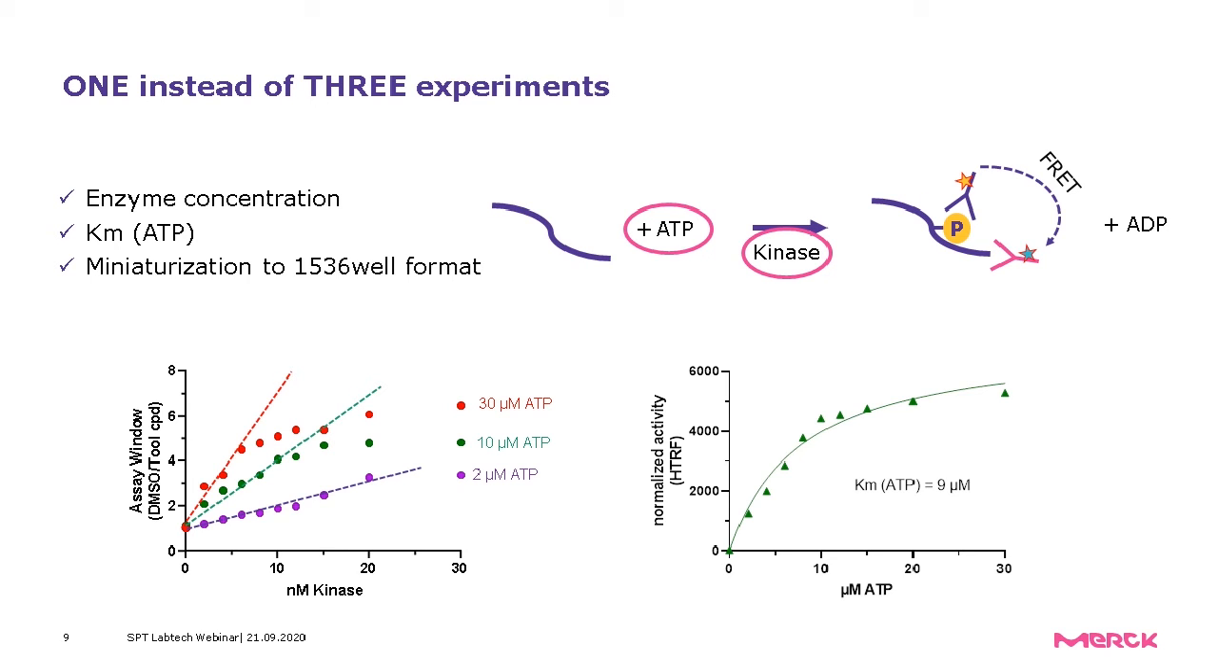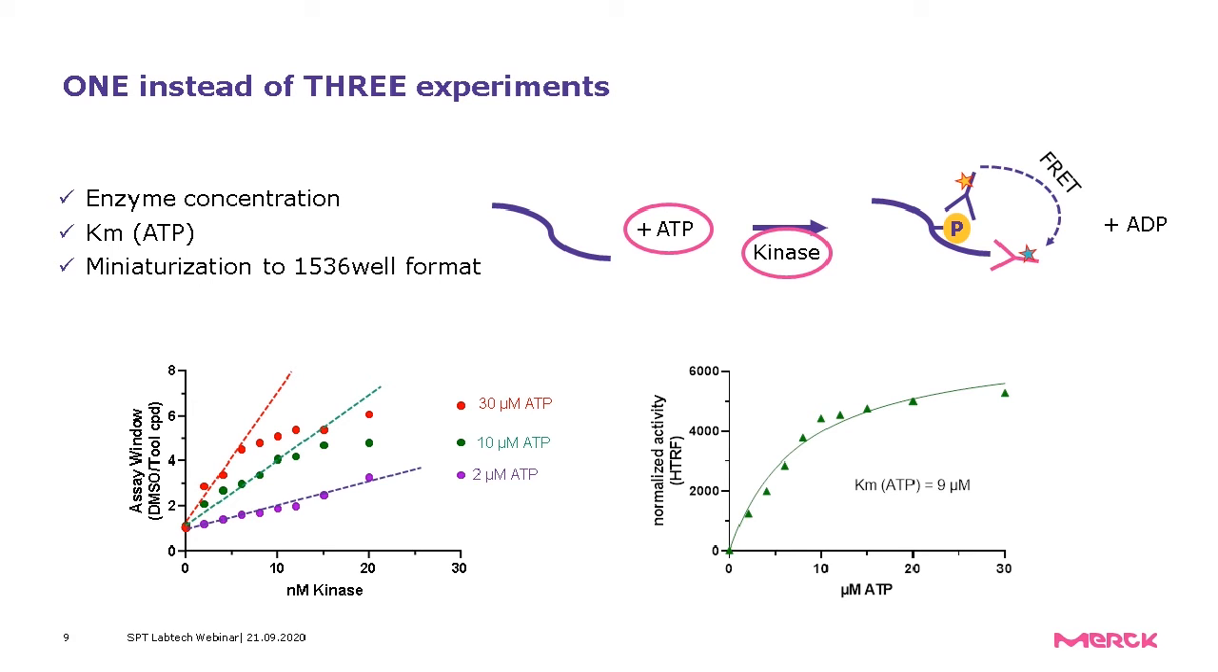So now I have plotted the 10 micromolar, the 10 nanomolar kinase. I plotted this with the ATP titration, and you can see a nice Michaelis-Menten kinetic, and the Km value that we have here is 9 micromolar. So what we have determined here: we can use this assay using 10 nanomolar kinase, and if we want to work at Km concentration, we use 9 micromolar of ATP in our assay.